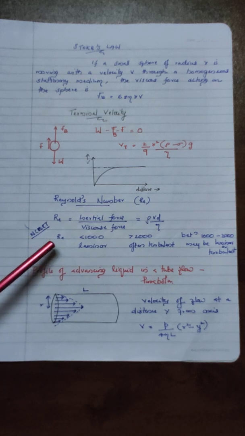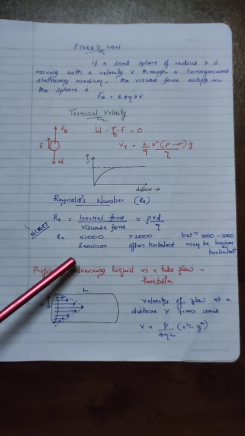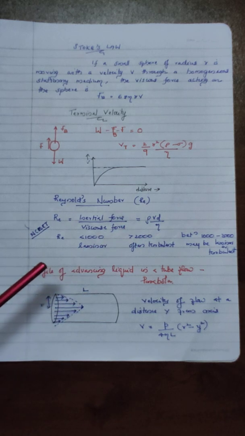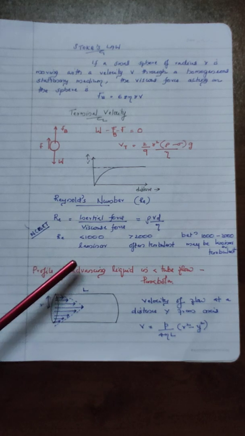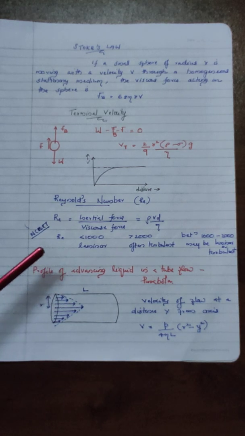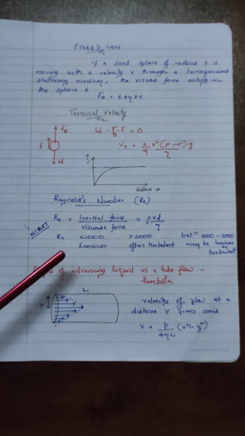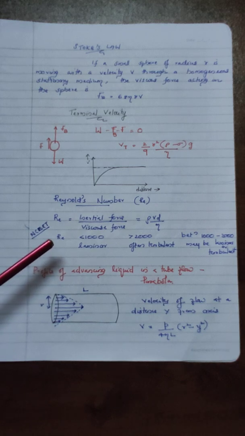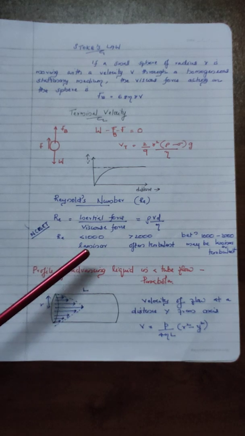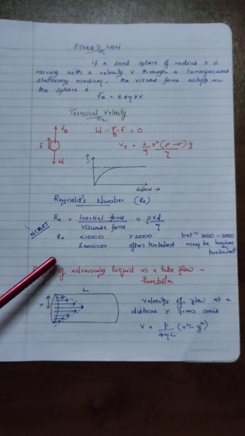The Reynolds number is nothing but the inertial force by the viscous force, and is a constant for a particular flow, and it depends upon the factors as rho v d by eta. Based on NCERT, we can say that if the Reynolds number is less than 1000, it is laminar, greater than 2000 it is turbulent, but in between 1000 and 2000 it is a transition region, maybe laminar or turbulent.